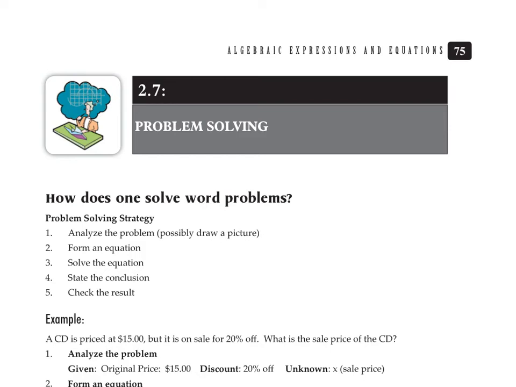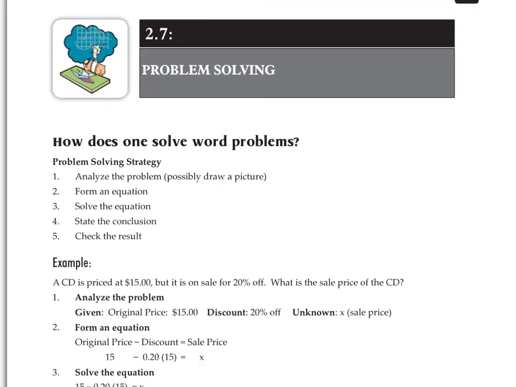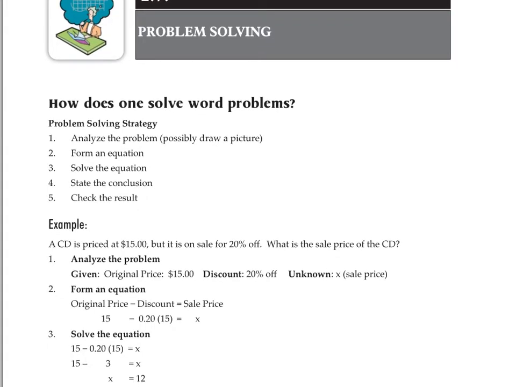Okay, so we're in section 2.7 of Al Grosch's book, Developmental Math 2. We're going to do some problem solving. So problem solving is just a fancy term for word problems, which I'm sure you guys already know, but here's some strategy that you can kind of familiarize yourself with here in the first 5 steps.